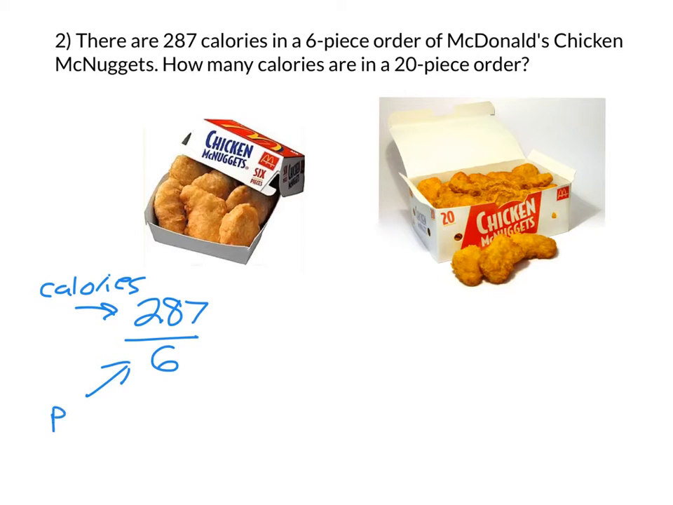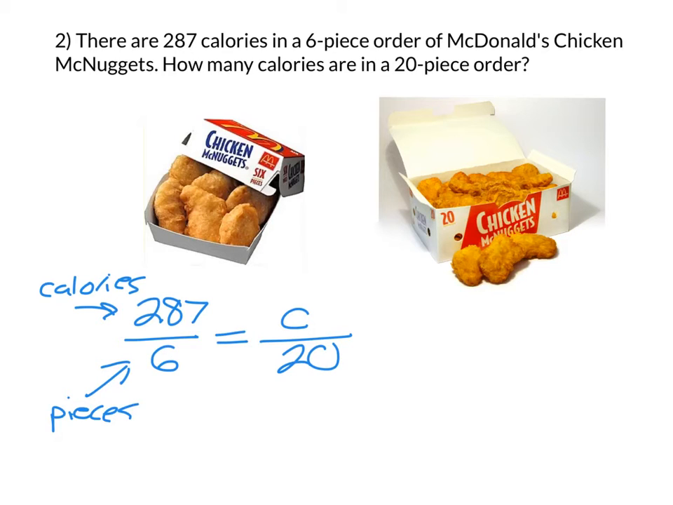Now, it doesn't matter where these go. We could have put the pieces of chicken on top and the calories in the denominator. The key when we're writing proportions is that we're consistent. Whatever we put on top on the left, we've got to put on top on the right. So on the right now, I'm looking for the number of calories in this order. I don't know that. I do know that this order is going to be 20 pieces. So I'm going to put C as my variable in the numerator. And same thing here. We have calories on top and then the pieces in the order on the bottom.